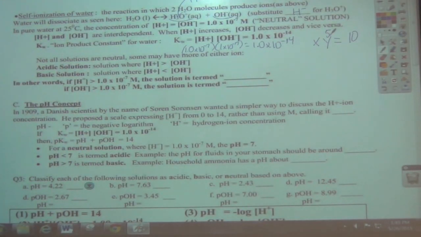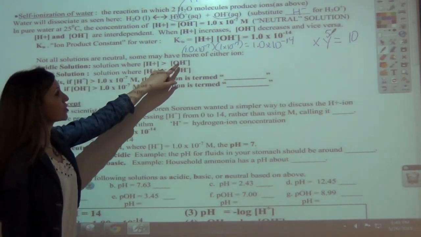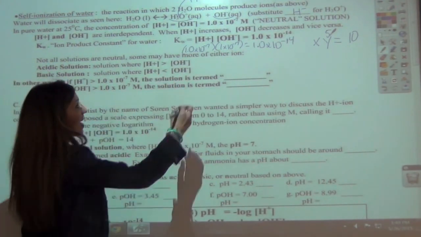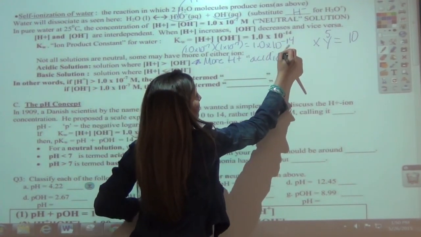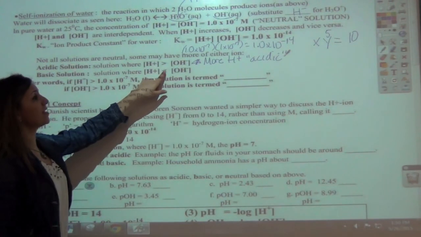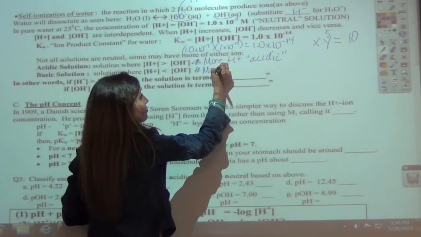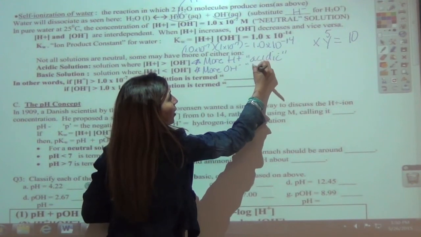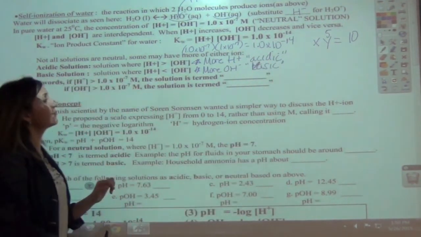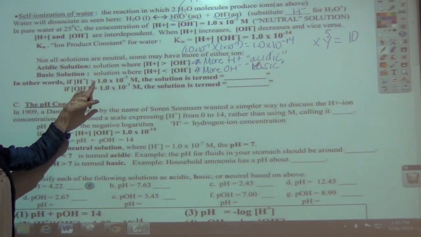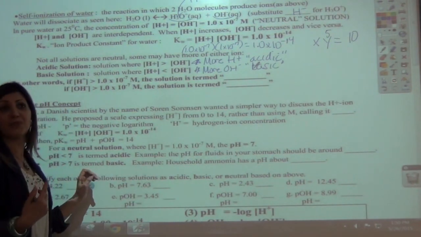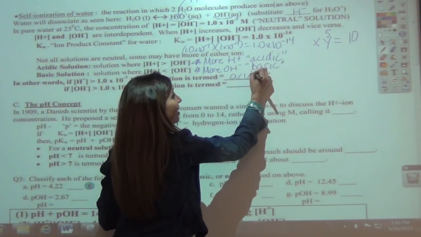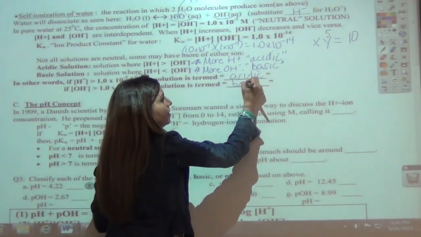It says not all solutions are neutral. Some may have more of either ion. If it's acidic, your H plus is greater than your OH minus, okay? So you have more H plus. That means it's acidic, okay? In this case, if your H plus is less, or you have more OH minus in your solution, we call that what? Basic. Perfect. So it says in other words, if your H plus is greater than 1 times 10 to the negative 7, which is your midpoint, then guess what we're going to call it? If you have a high H plus, we're going to call it acidic. And if you have a high OH minus, we're going to call it basic.